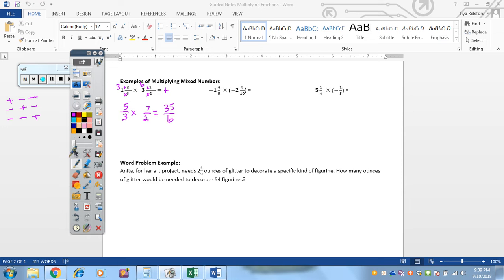Now step 3 says to simplify. How do I simplify a fraction like this? Yep, you got to divide. Hit pause and finish that division problem if I went too fast. Now this remainder becomes my numerator, and my denominator stays the same. And I already decided it was positive.